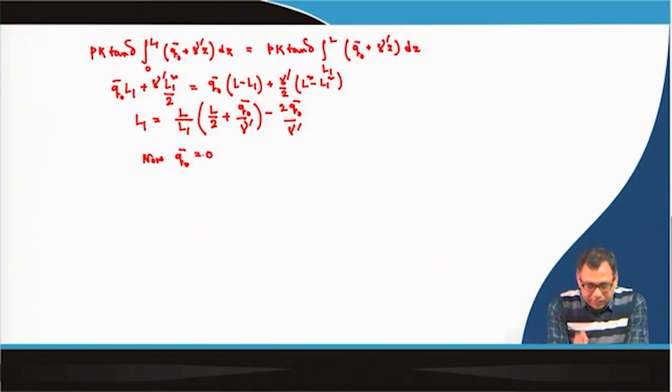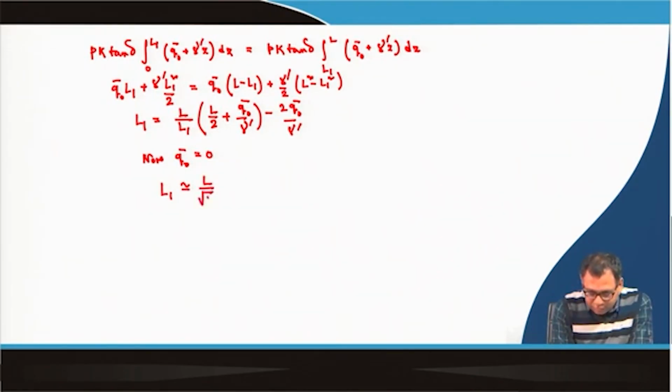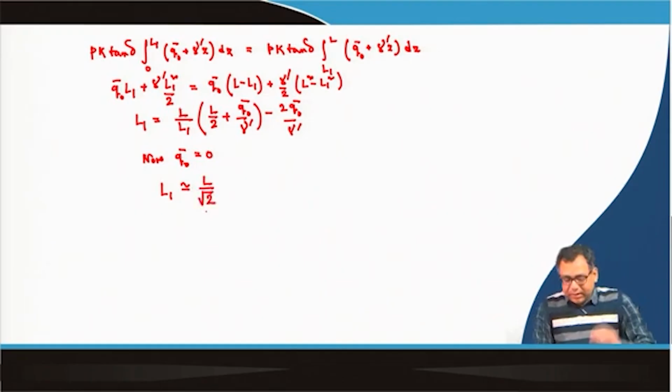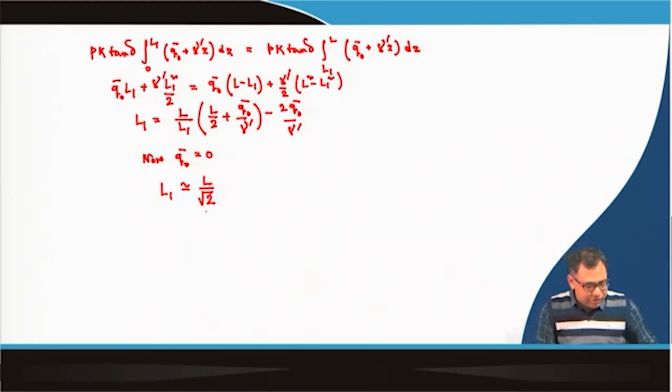So, we have taken q0 bar equal to 0, and L1 is roughly coming out to be L by root 2, but actually q0 will not be 0. Because if q0 is 0, then this consolidation will not start. If we do not place any field, then the consolidation will not start. So, that is equal to L is close to L by root 2.